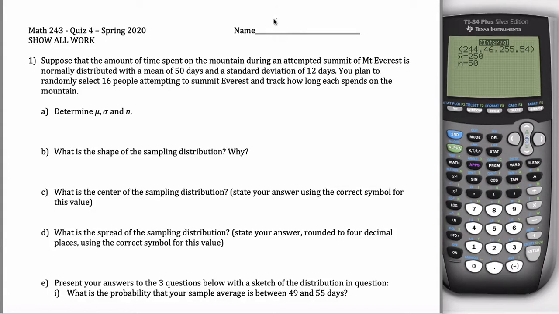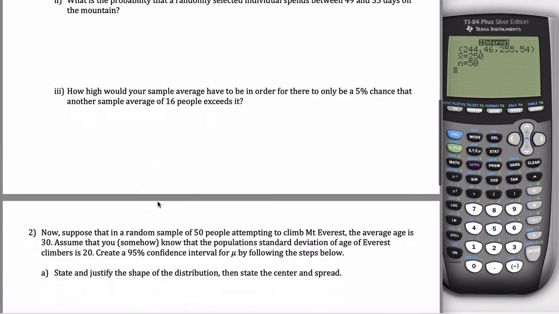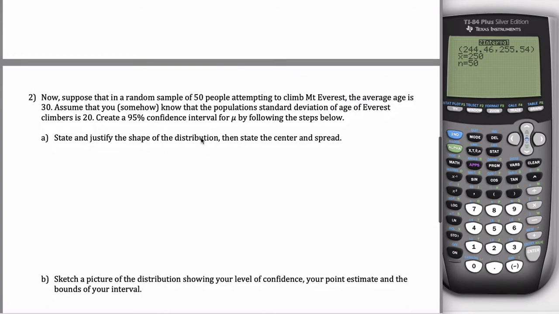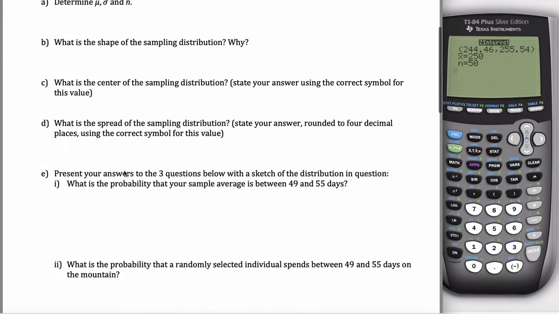All right, here are quiz 4 solutions for Math 243. There's two different questions or parts to this quiz, I suppose. First one dealing with sampling distributions. Second one dealing with a confidence interval, I believe. So let's go through it.